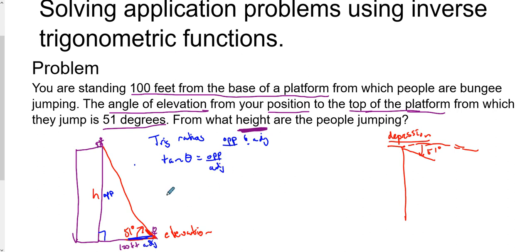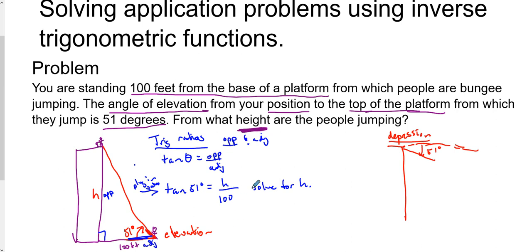So we're going to set this up. The tangent of what angle? Well, that's the angle of elevation, 51 degrees. And that's going to equal opposite, in this case h, over adjacent, which is 100 feet away. Now, once we find our trig ratio and set it up, we plug in the values, and then we are going to solve for the variable, in this case h.